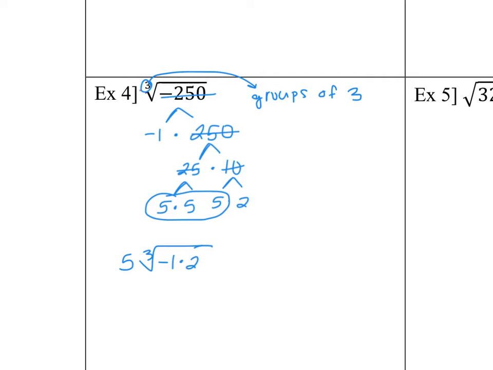A cube root is asking you what times itself 3 times gives you that number. So if I look at just the cube root of negative 1, let's think about that. Cube root of negative 1. Well, doesn't negative 1 times negative 1 times negative 1 still equal negative 1? So that means this is a perfect cube.